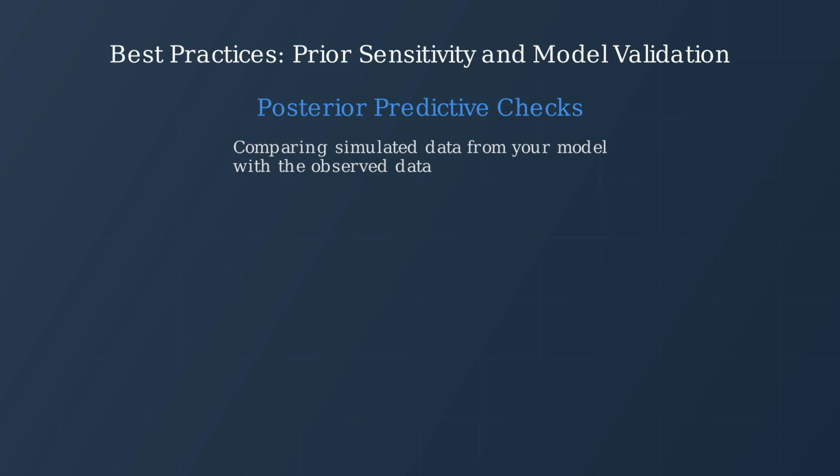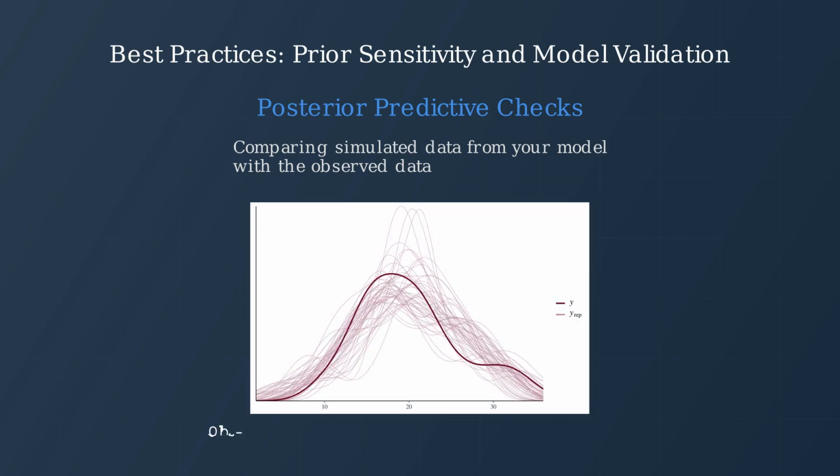Posterior predictive checks are a powerful model validation technique that compares simulated data from your model with the actual observed data. In this visualization, the thick red curve represents our actual observed data, while the thin pink curves show simulated data from our posterior distribution. If our model is valid, the simulated data should resemble the observed data.